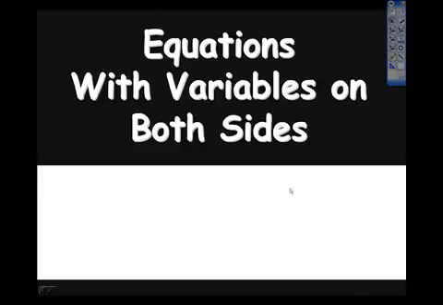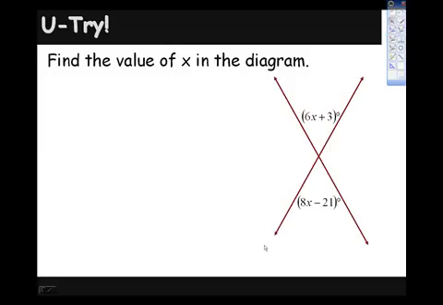Okay, this lesson is equations with variables on both sides. Let's jump right into a U-try. See if you can solve this. Find the value of x in the diagram. You've got 6x plus 3 degrees here, and you've got 8x minus 21 degrees there.